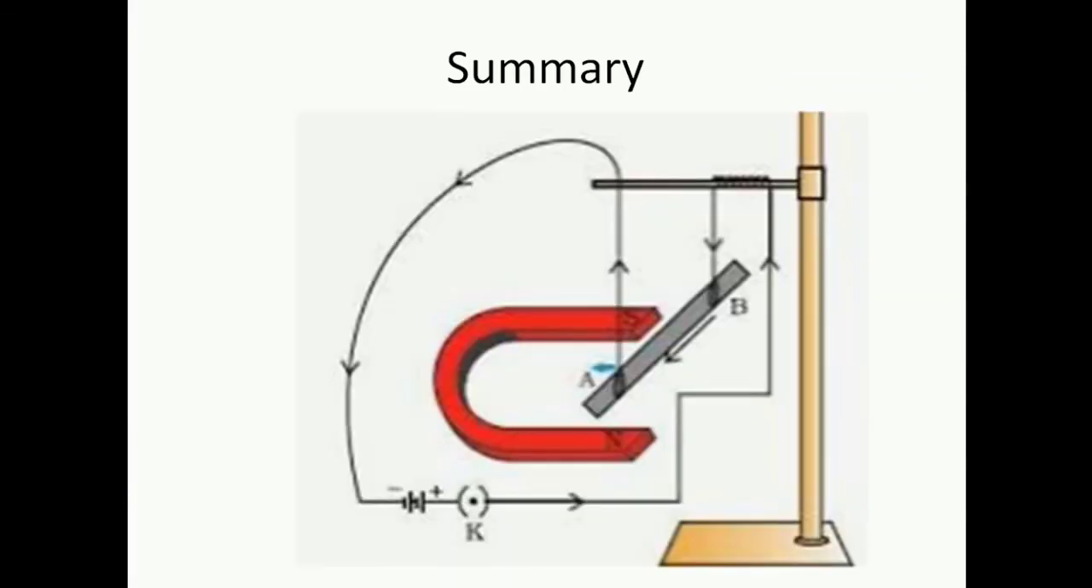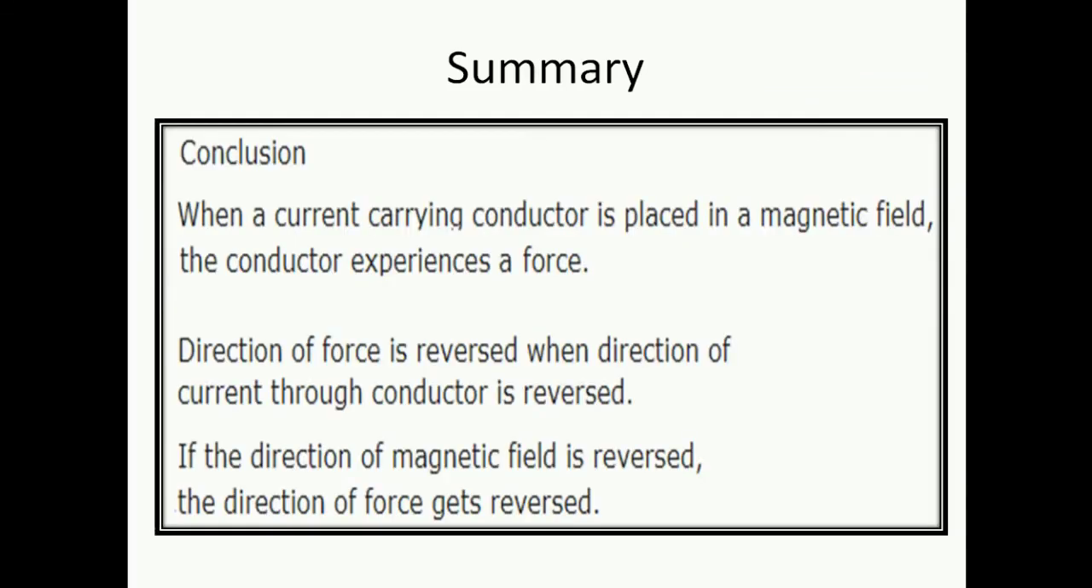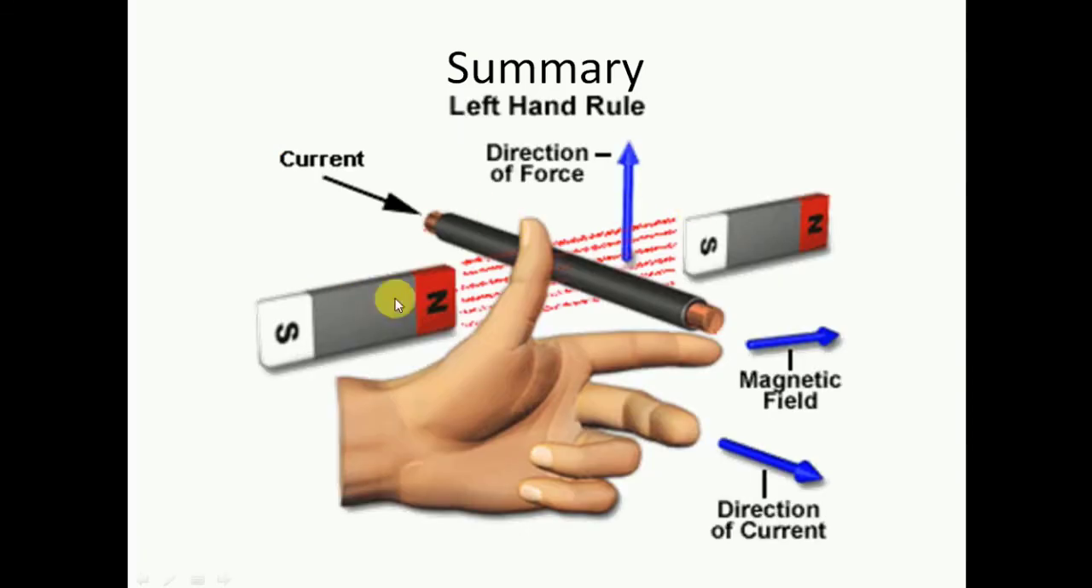So now let's summarize the video. So a current carrying conductor experiences a force in a magnetic field, and the direction of force can be changed by changing the direction of current or by changing the direction of magnetic field. The direction of force can be found out by using Fleming's left hand rule. And in Fleming's left hand rule, the index finger shows the direction of magnetic field, the middle finger shows the direction of current, and thumb shows the direction of force.